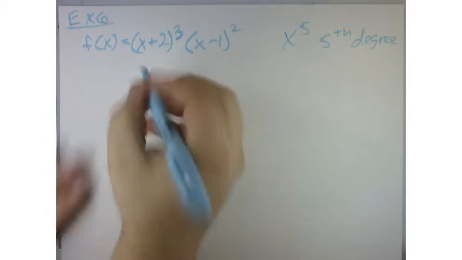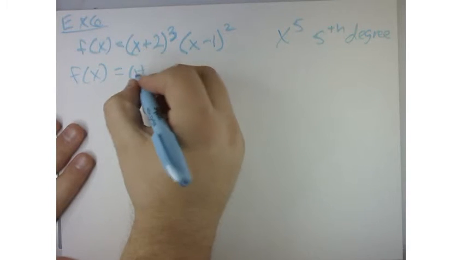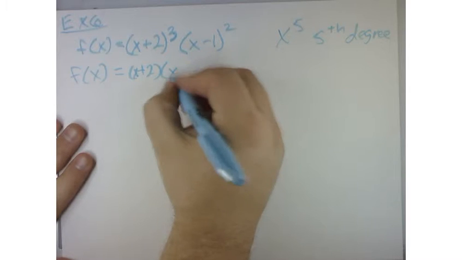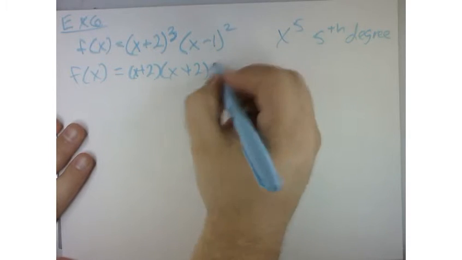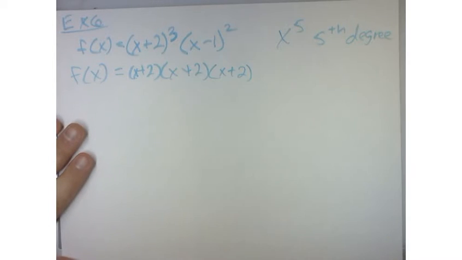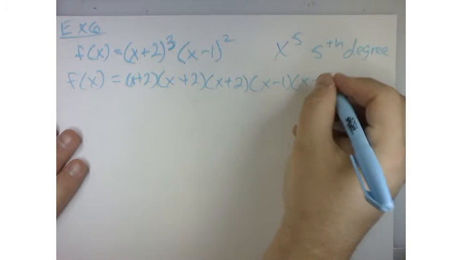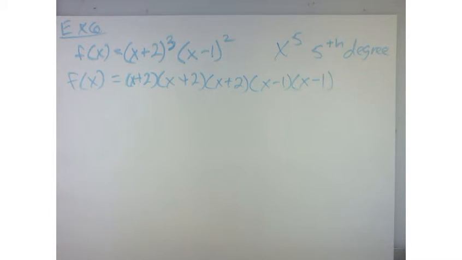Now if I'm going to write this out, and you won't have to do this in your homework, I'm just doing this to illustrate so that you can see what this is really saying. What it's saying is our polynomial factored out is x plus 2 times x plus 2 times x plus 2, 3 times, times x minus 1 times x minus 1, twice. Okay? And then if I were to multiply that all the way out, I get something x to the 5th power, then something x to the 4th, x to the 3rd. So I get this really long polynomial, and I don't need to multiply it out because I have all the information I need to graph.